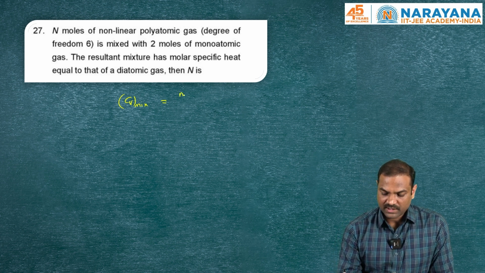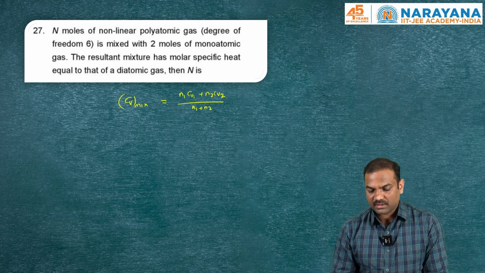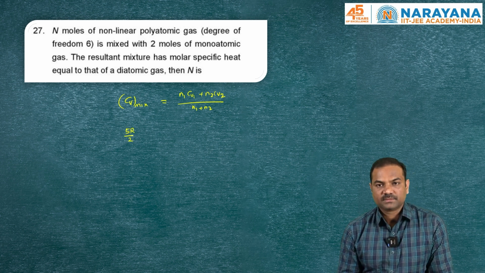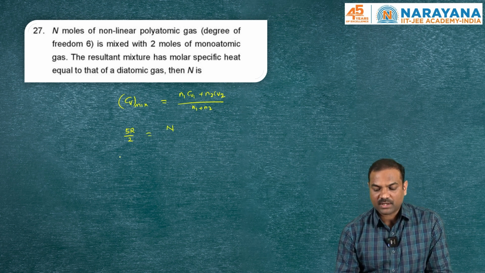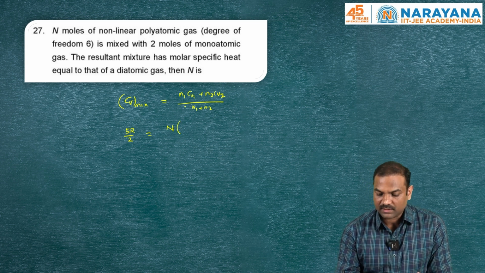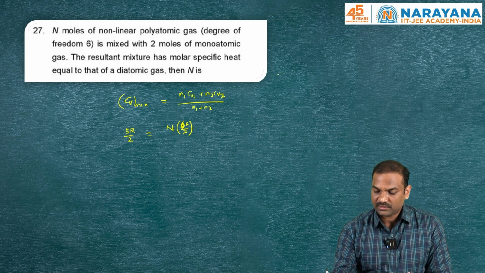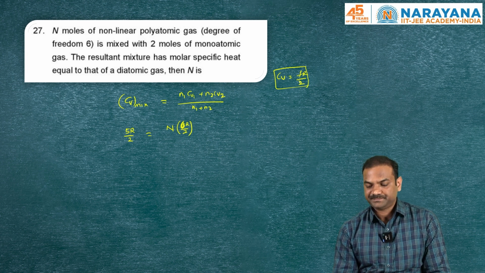So CV of the mixture I can write as (N1 CV1 plus N2 CV2) by (N1 plus N2). CV of the mixture will be equal to that of the diatomic gas they have given, which should be 5R by 2. That will be equal to the number of moles for the non-linear polyatomic, capital N, times its CV. The degree of freedom is given as 6, so I can write 6R by 2, using CV equal to F into R by 2, where F stands for degree of freedom.